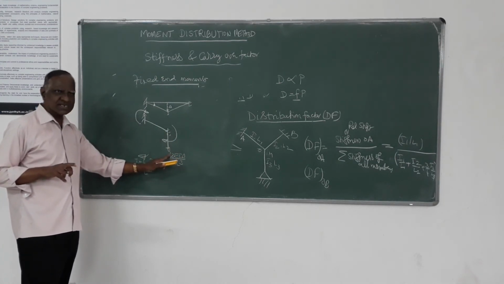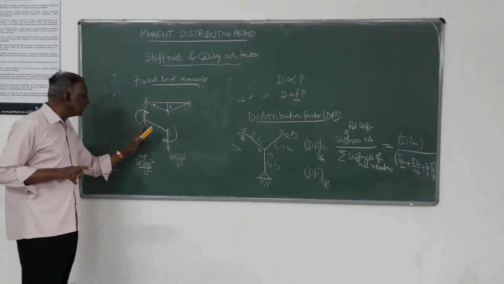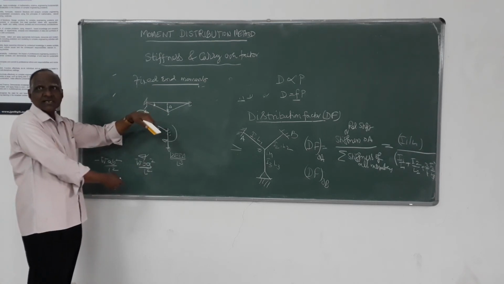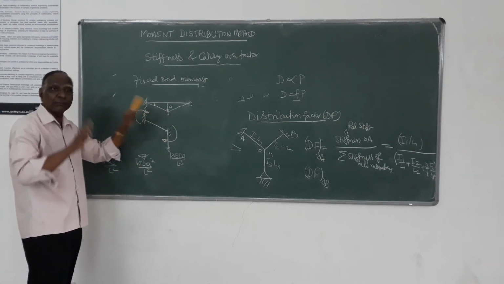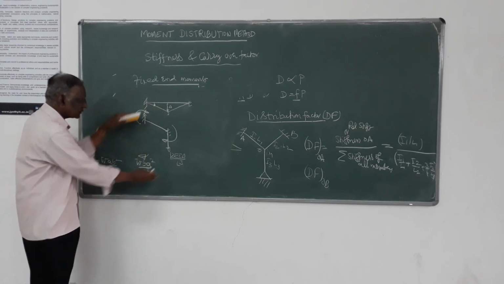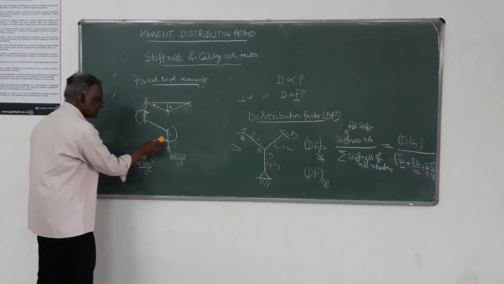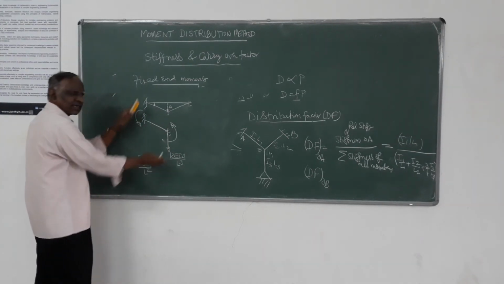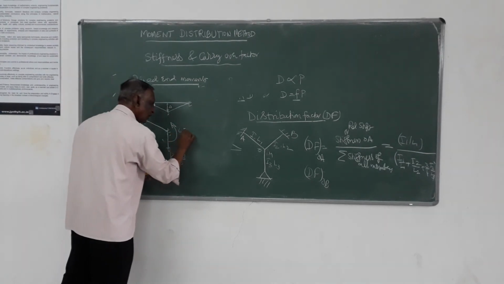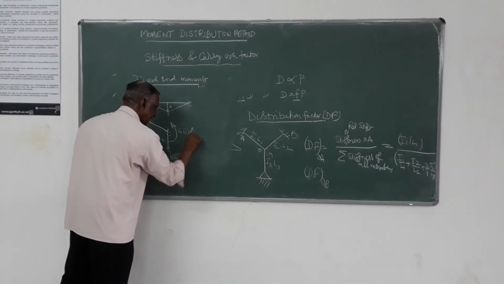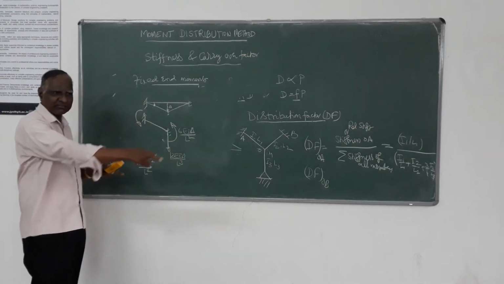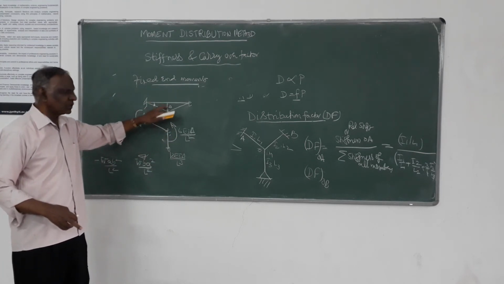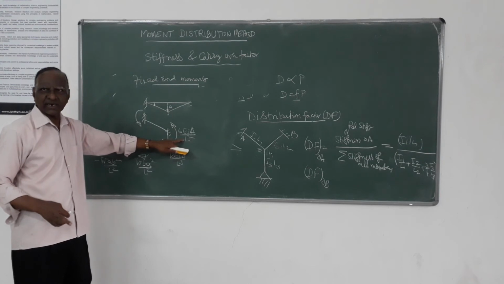When that force is required here to cause this settlement, here there must be an equal and opposite force. These two will give you a clockwise moment, but this has to be in equilibrium. It is stationary, so there must be an equal and opposite moment in the anti-clockwise direction, like that. So this value will be 6 EI delta by L square. I have given 6 EI by L square due to unit displacement. Now displacement is delta, so this will be 6 EI delta by L square.